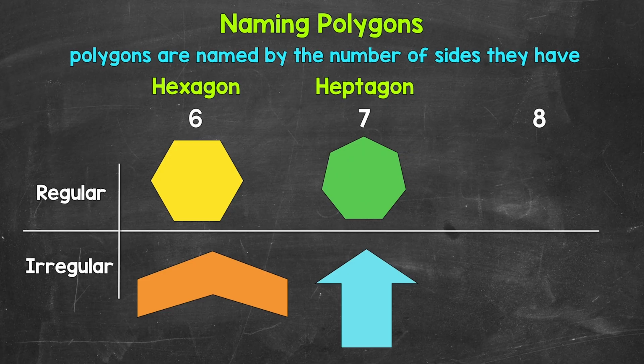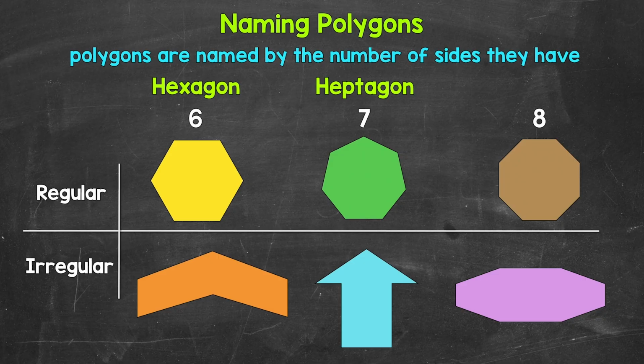Lastly, we have 8 sides. Any idea what an 8-sided polygon is called? Think of an animal that has 8 arms. Well, an 8-sided polygon is called an octagon. And the animal with 8 arms that can help us remember this is an octopus.